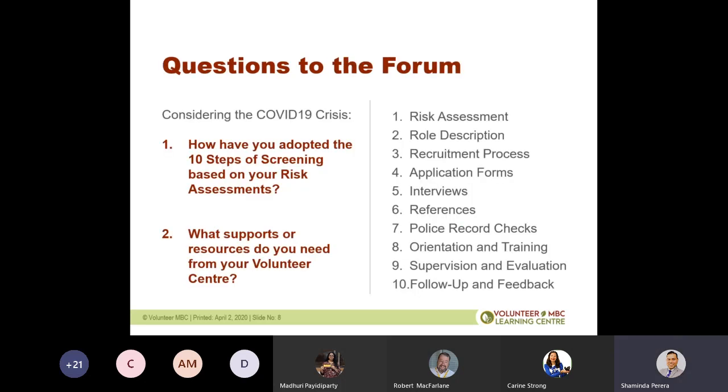Okay, so with that, I open it out to the forum to have a discussion and also for peer-to-peer sharing, mainly to answer two questions. One is, like I asked before, if you have an aha moment, if you can share again, how have you adopted the 10 steps of screening based on your risk assessments? Or to discuss what supports or resources you need from us as a volunteer center to help you with volunteer engagement, to mitigate risks and also to figure out the 10 steps of screening. On the right hand side, you have the 10 steps, but I do open it out to the forum.